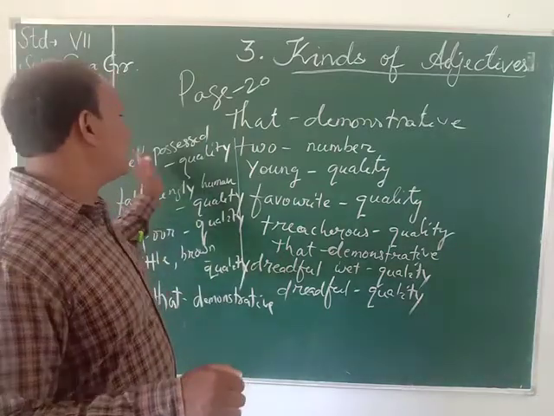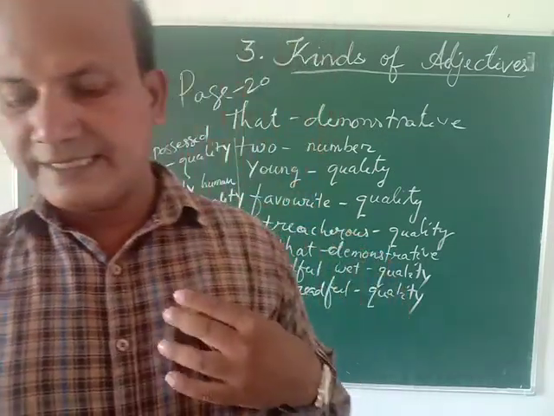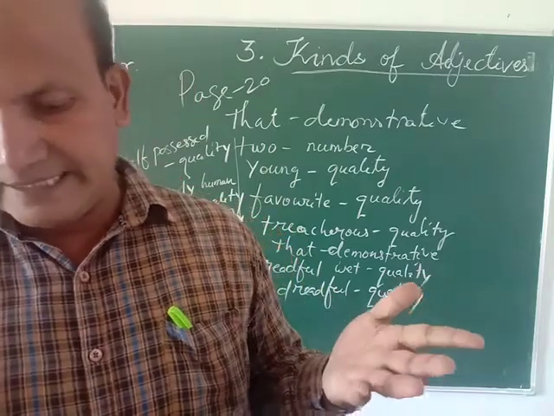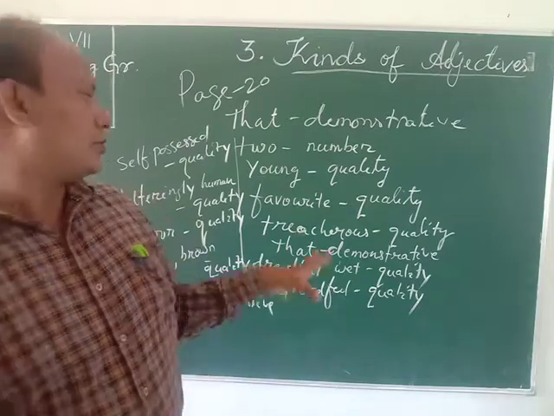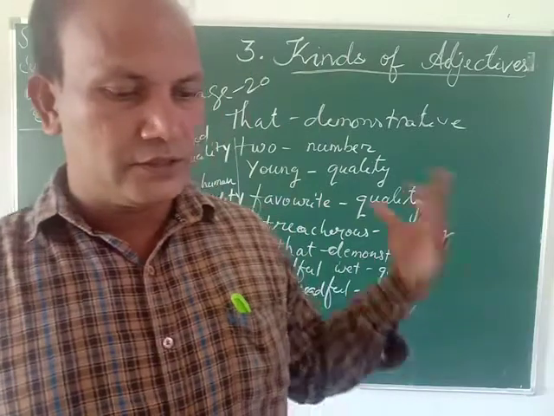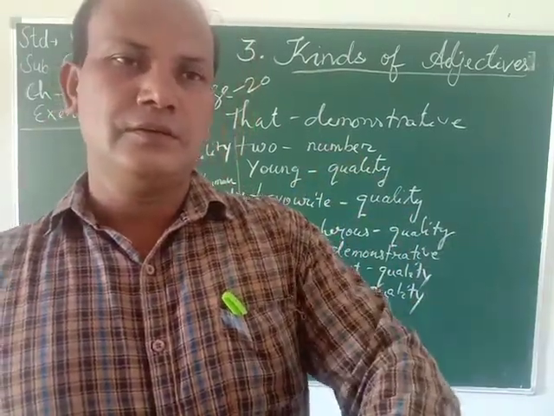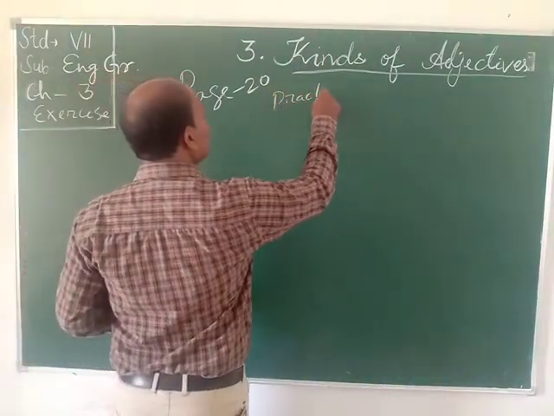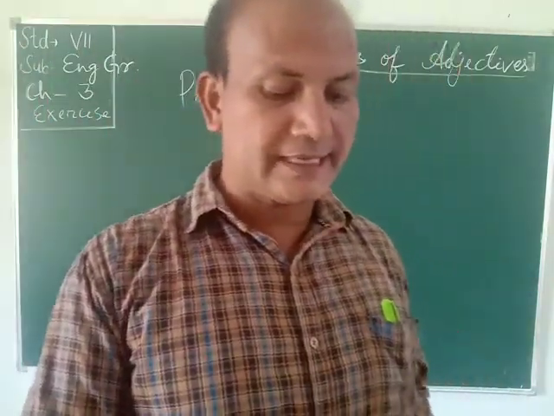So here all these different types of adjectives are used in this passage from The Open Window by Saki, one of the stories from there. This portion is taken and all these adjectives are used. So students, this is A and B. I think did you all understand? Now next point is practice. Let's discuss. Here choose the appropriate adjective to describe these nouns.